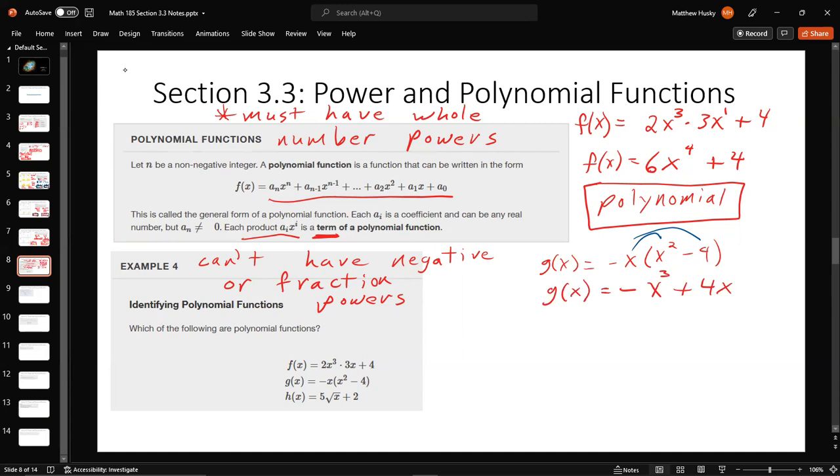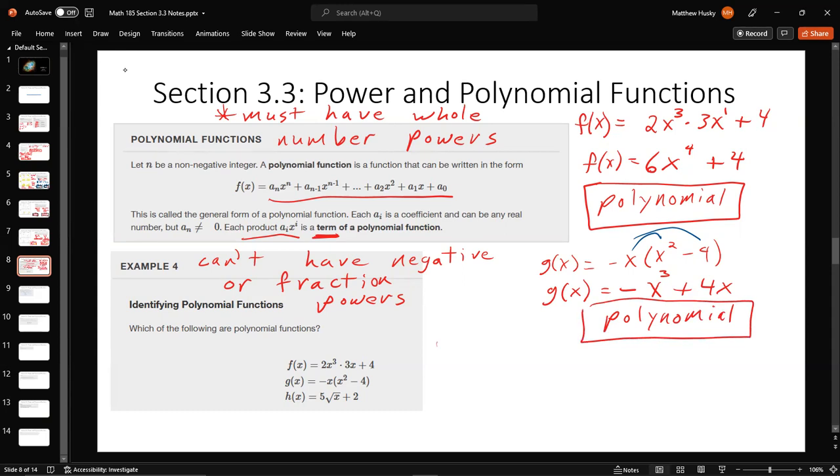And then, fun fact, that is also a polynomial. It has whole number powers. It's got multiple terms added or subtracted, as the case may be. But that is also a polynomial. That's just a standard garden variety, run-of-the-mill polynomial there for you.